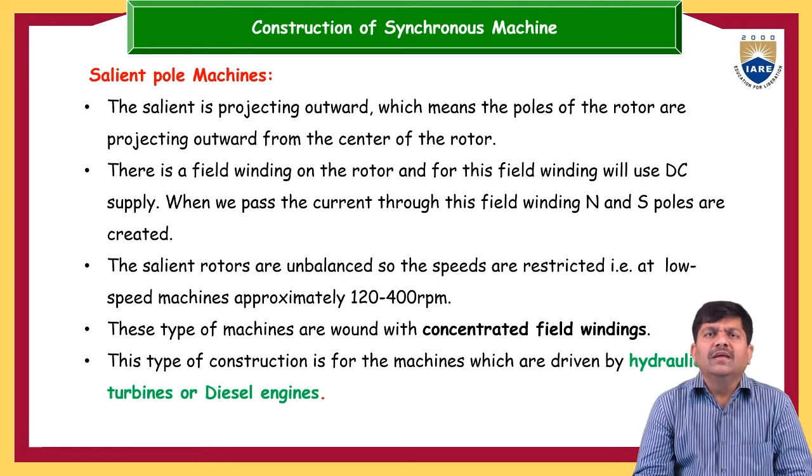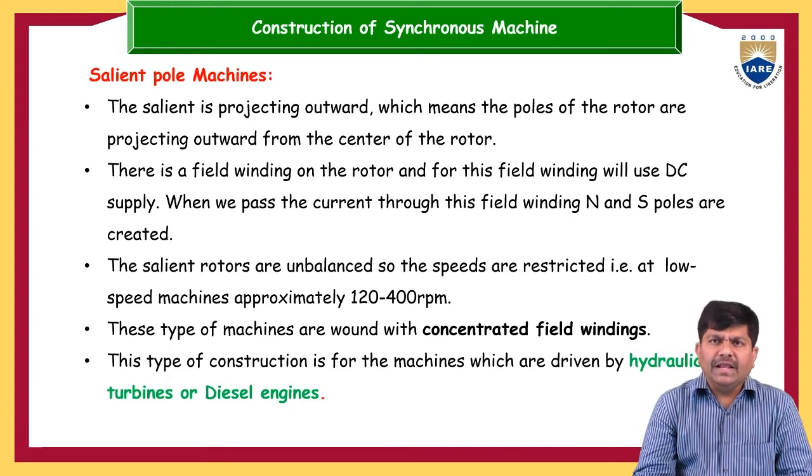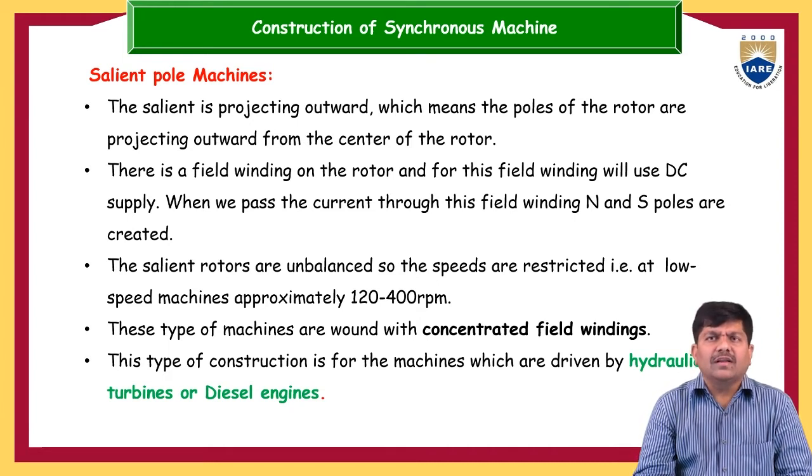So in view of that, there is a speed restriction that salient pole synchronous machines will suffer. Generally the preferable speed is 120 to 400 RPM approximately. These types of machines are wound with concentrated field windings. This is a very important point. What type of field windings are used? Concentrated type of field windings. And where exactly are these salient pole alternators used? In diesel engines and in hydraulic turbines. So this is about salient pole machines.